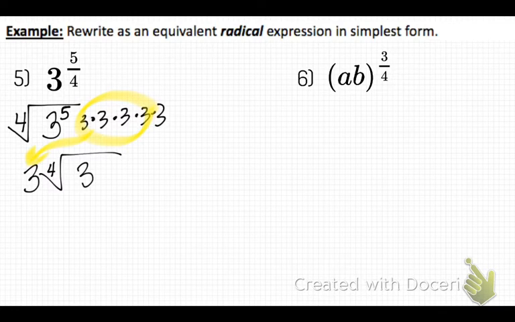Number 6. What does number 6 have that the other few haven't had?